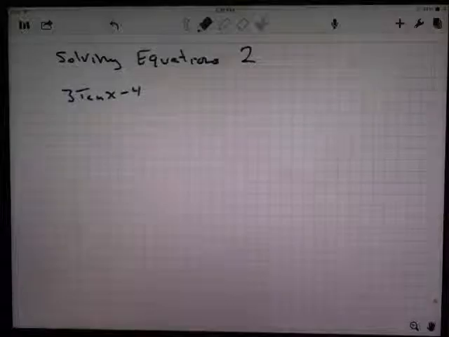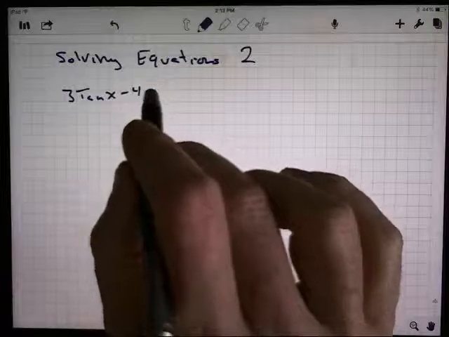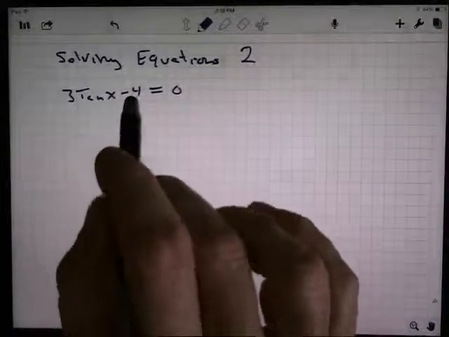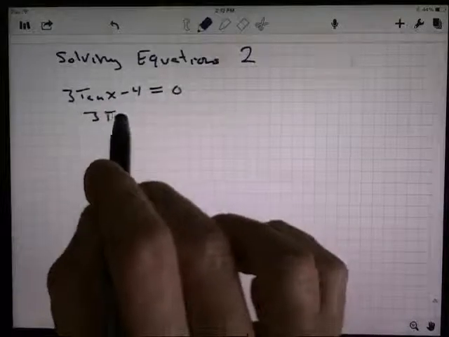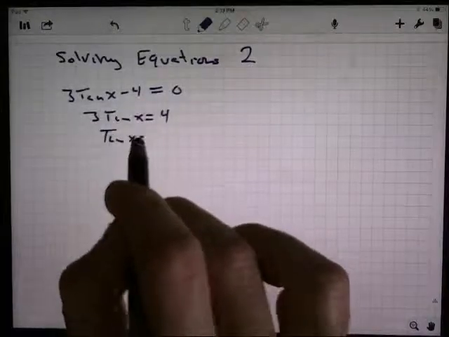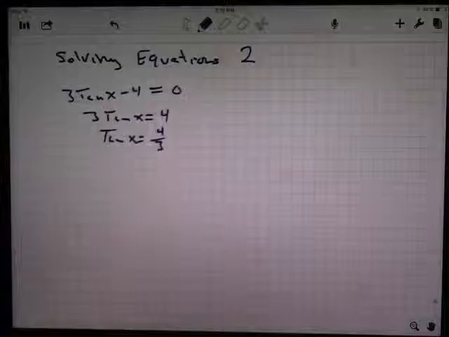All right, here's a second example of solving trig equations. How about 3 tan x minus 4 equals 0? Similar to the last one, this is very much like a linear equation at first. You add the 4 over to the other side. 3 tan x equals 4. Divide by 3. Tangent x equals 4/3. I now have to figure out what x is.